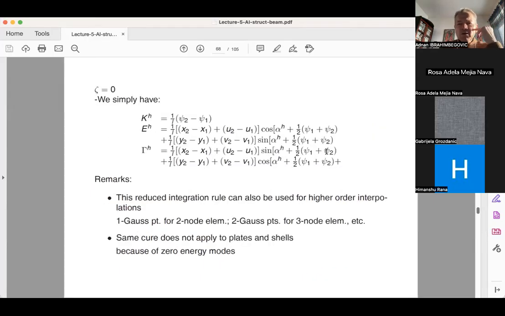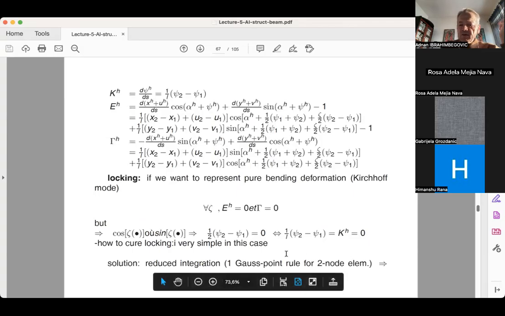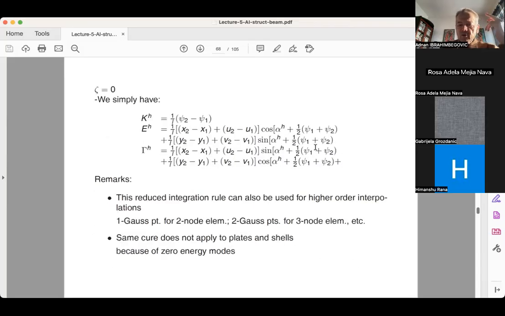The simplest case, which we discussed yesterday, is to just take a single Gauss point. That means your Gauss point is at psi equal to 0, so everything with psi will drop out, and the weighting factor is equal to 2, and you're done. So basically, in this beam element, you can certainly do this reduced integration, what is called one Gauss point. For shells you can no longer do that because you get a zero energy mode.